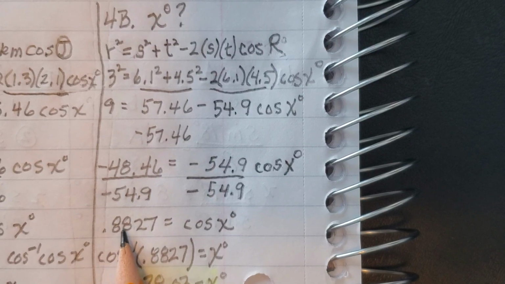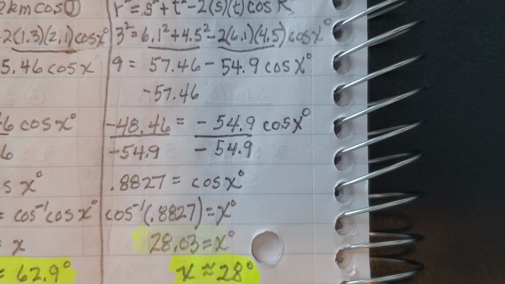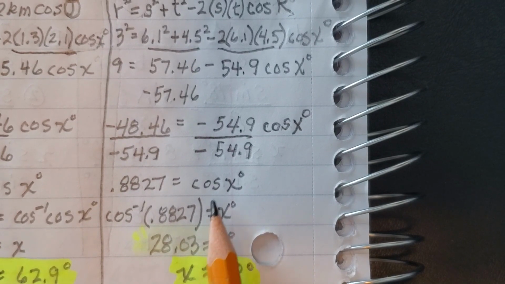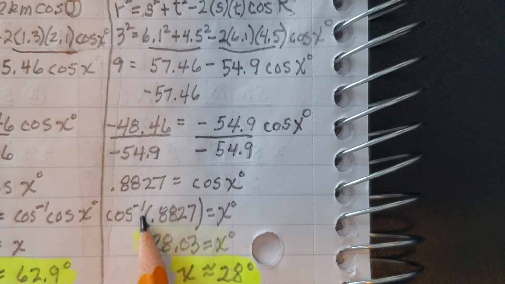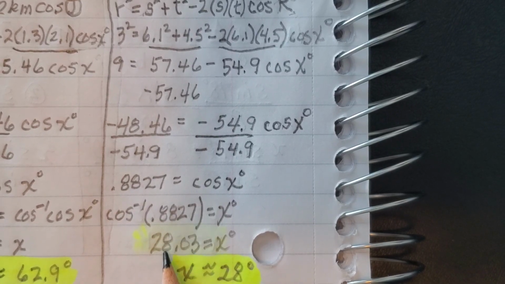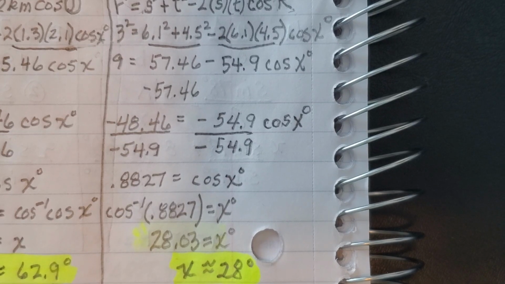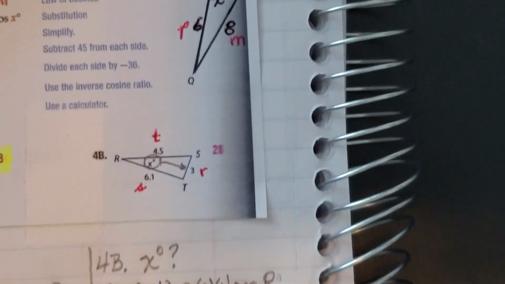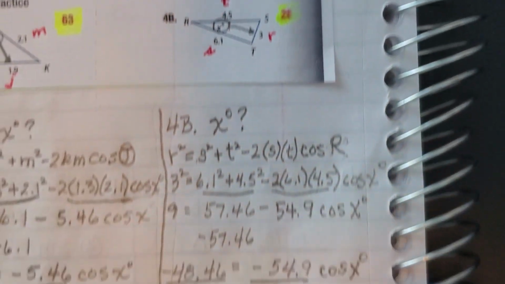You get this 0.8827, which is in a table like I told you before, a long time ago. Now it's in your calculator. So what do we do to get rid of cosine? We take the inverse cosine. Inverse cosine of 0.8827 is 28.03, or approximately 28 degrees. And that's how we got this answer right there.